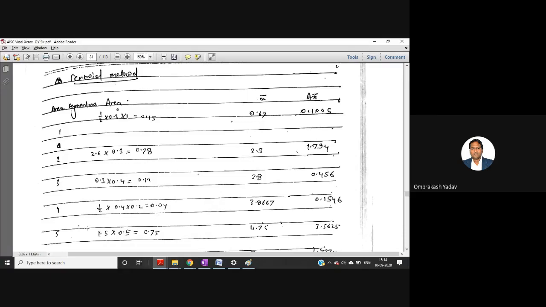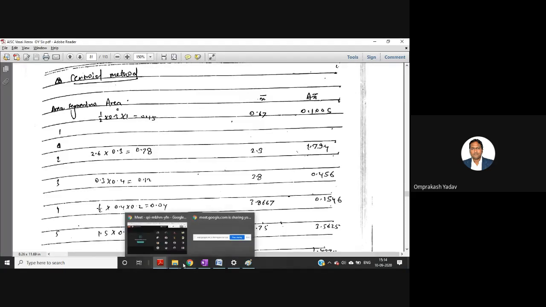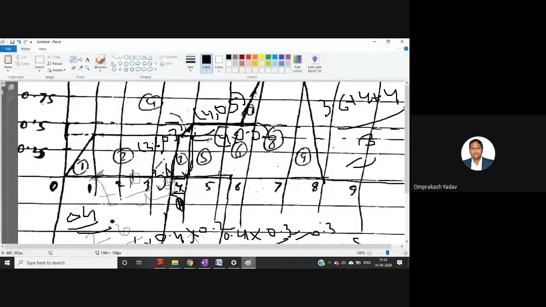After that, the next figure is what? Fifth one. Fifth one means this rectangle. So this rectangle is from 4 to 5. The length is 4 to 5, 1 unit, and the height is 0.5. So 1 multiplied by 0.5, the area will be 0.5. And then what is the middle point of this one? It will be 4.5, because the 1 unit 0.5.